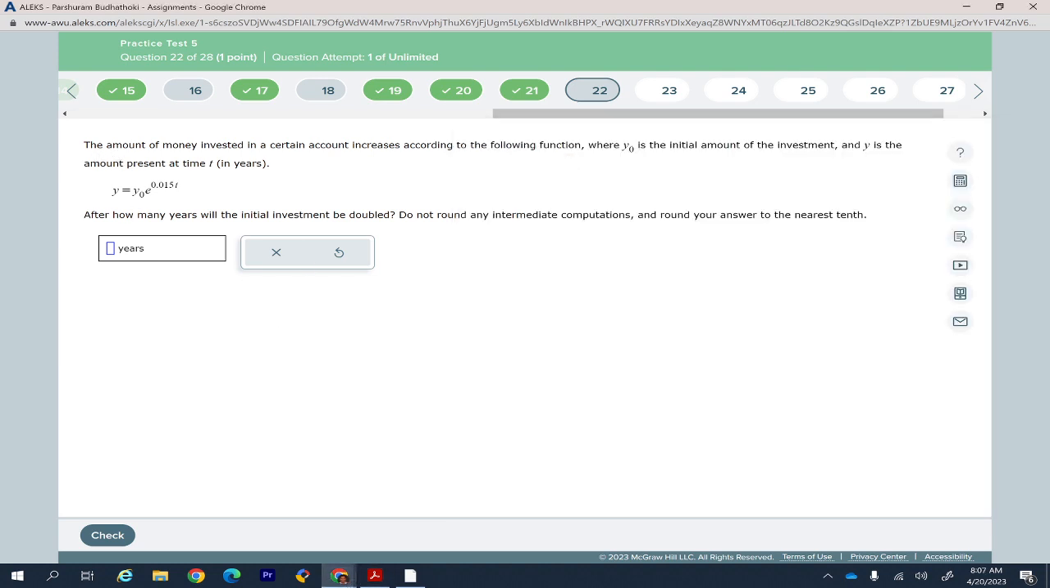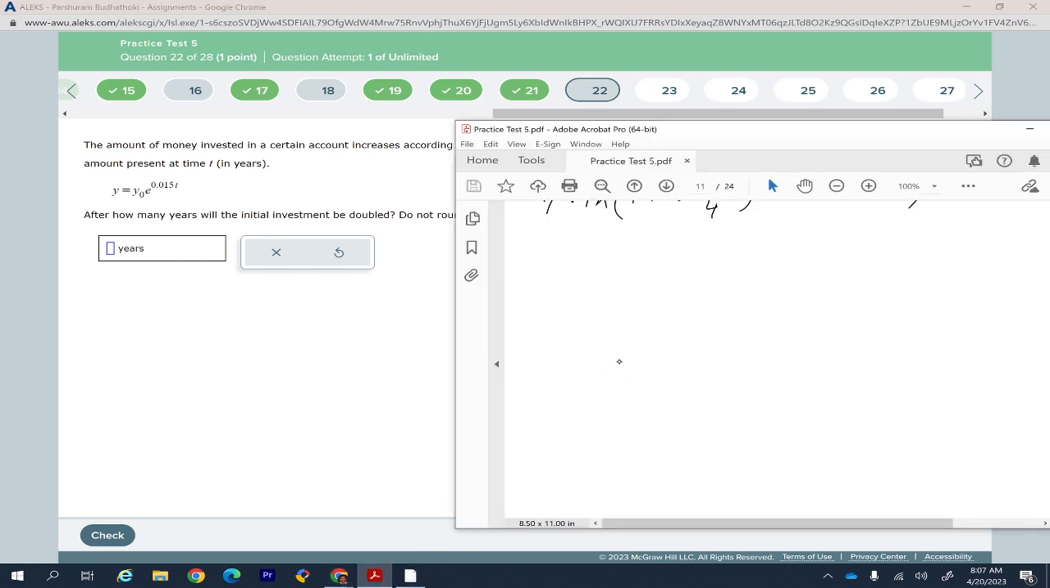The amount of money invested in certain account increases according to the following formula. This is the formula you're going to use. After how many years will the initial investment be doubled? So remember, y0 is initial investment here, and y is the final amount. We want this y 2 times y0. Double means 2 times initial value. So when you try to use this formula, you put y equal 2 times y0.